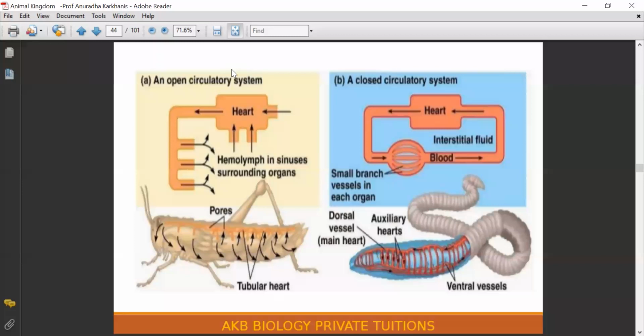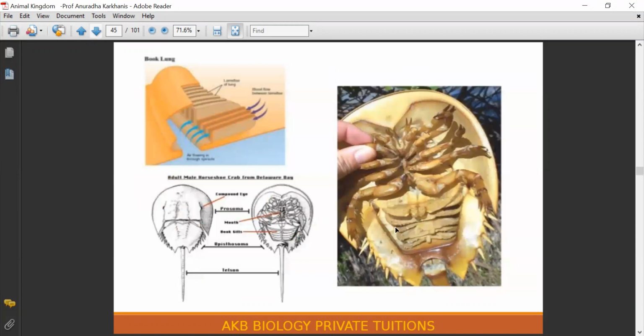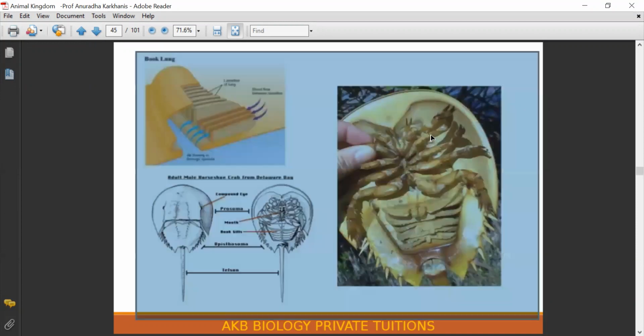You can see over here book lungs, book gills. You can see this crab over here. This is a crab. Very well seen. These are the book gills. And these are the jointed legs. ये jointed legs. This is a crab. ठीक है? Yes.